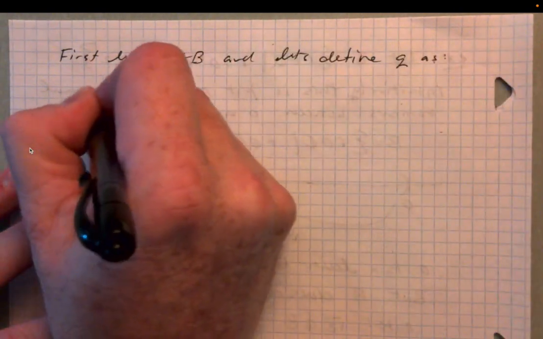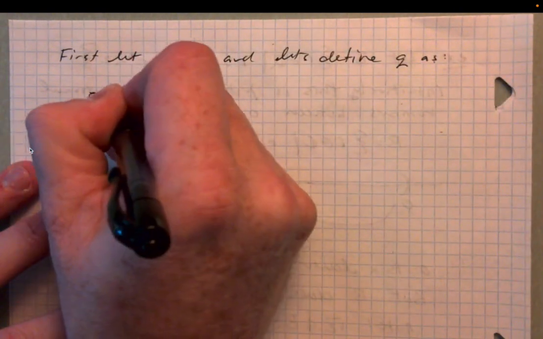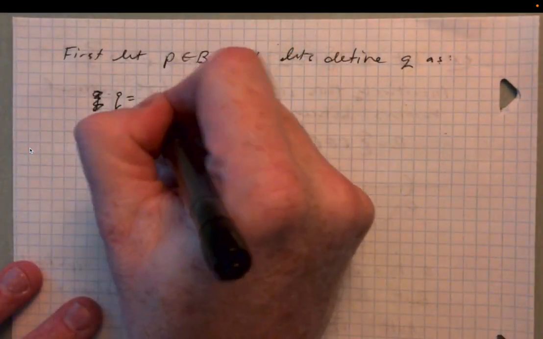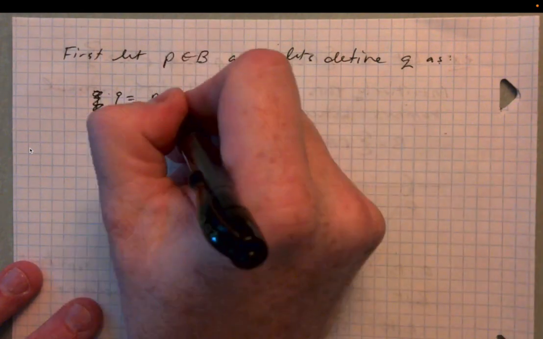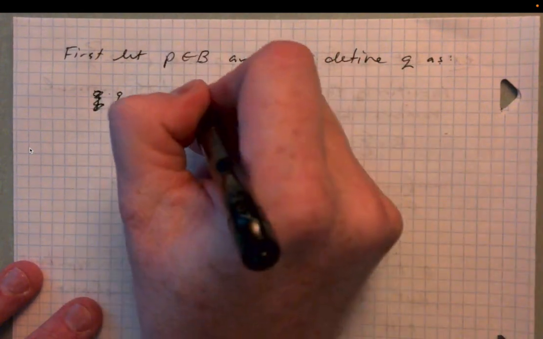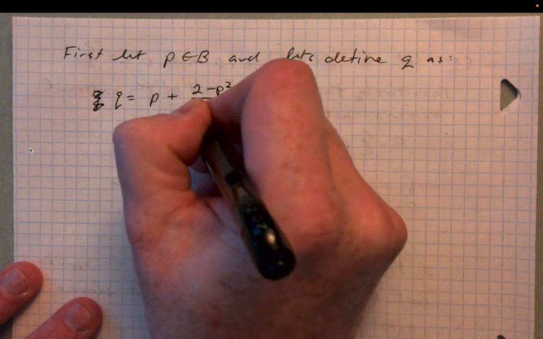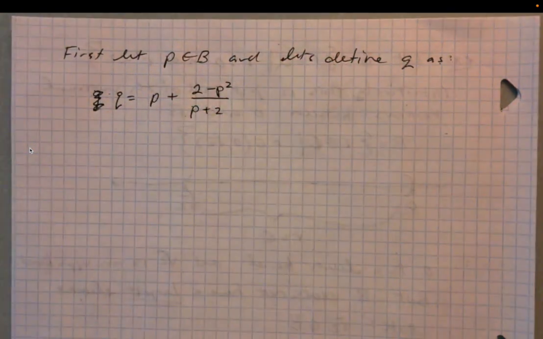We'll say, that looks more like a G. Q is equal to whatever you give me for P, I'm going to add to it, and I'm going to say P plus (2 minus P squared) over P plus 2. So this is going to be my candidate for Q. You give me a P, I just calculate Q based on P.